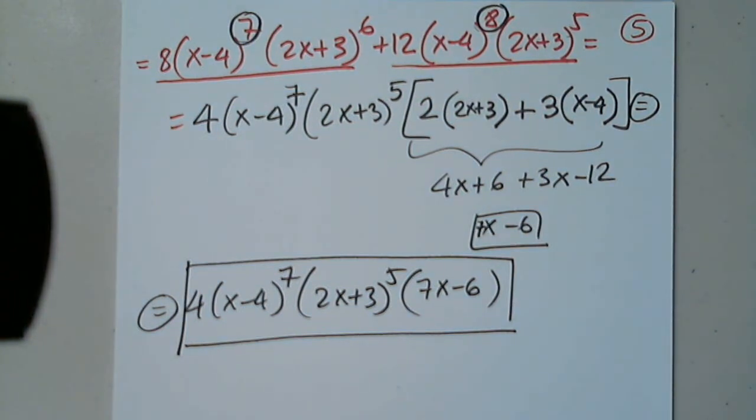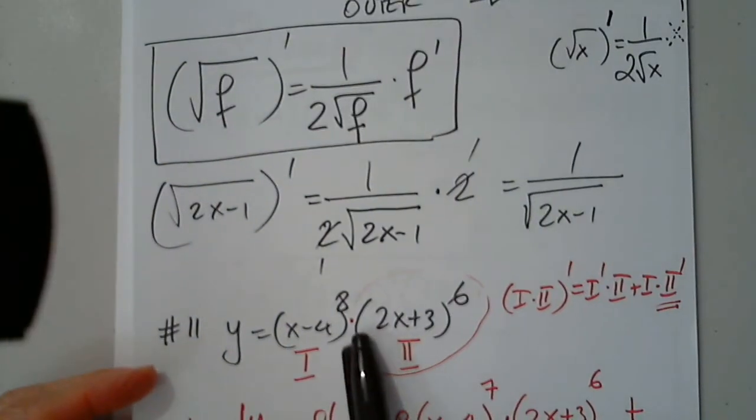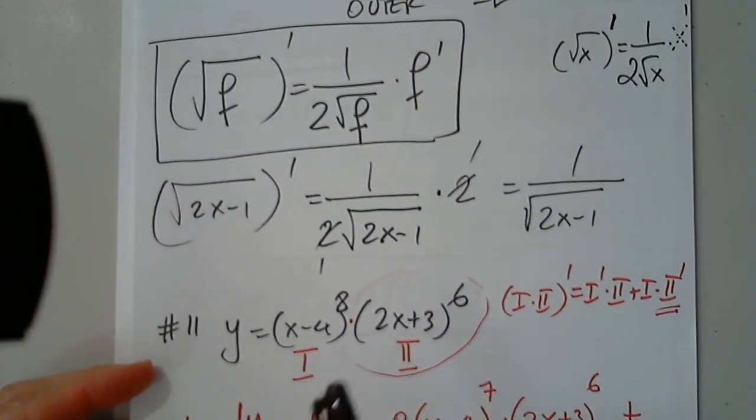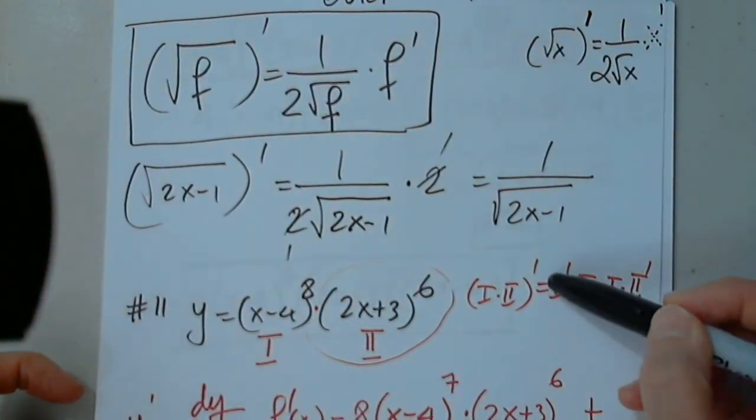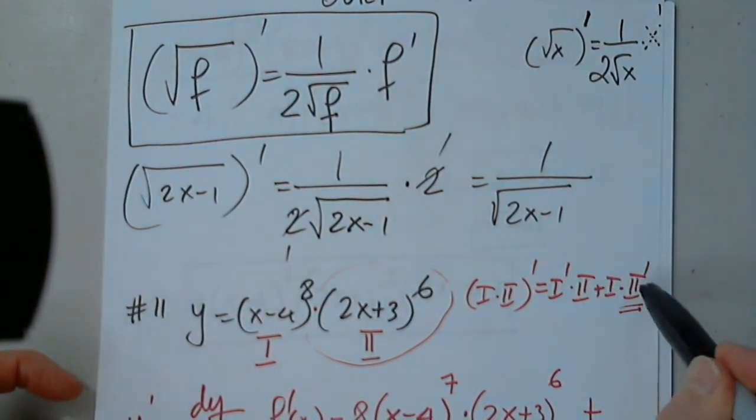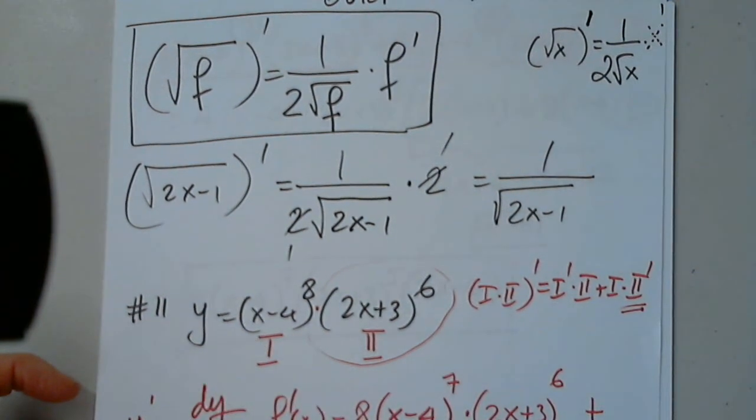That's how the chain rule works on a problem that also involves the product rule. So we use the product rule, and for each individual one, when we needed to differentiate it, we had to use the chain rule.